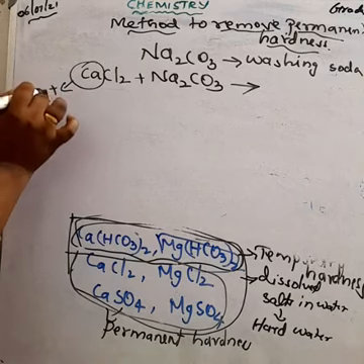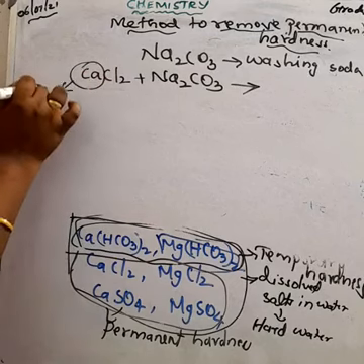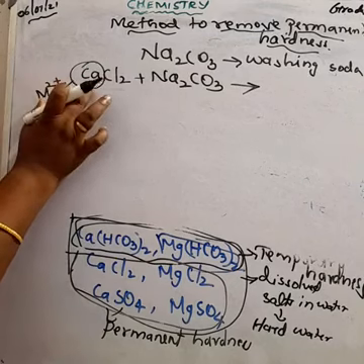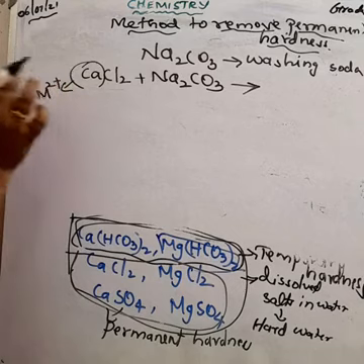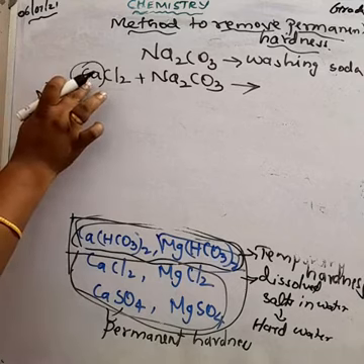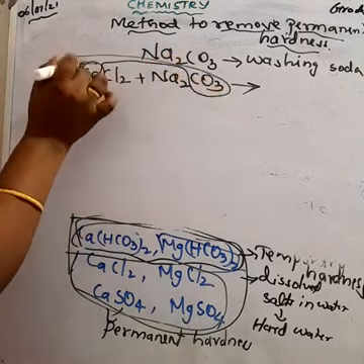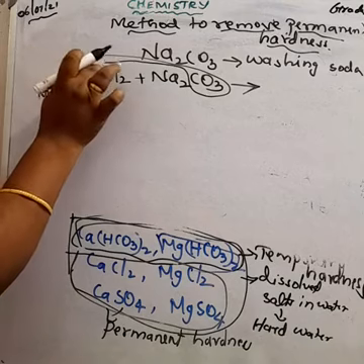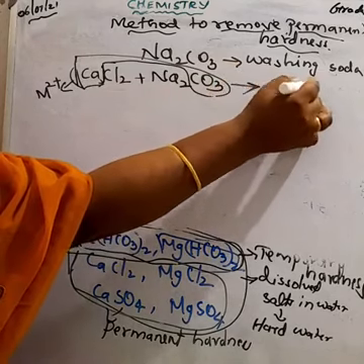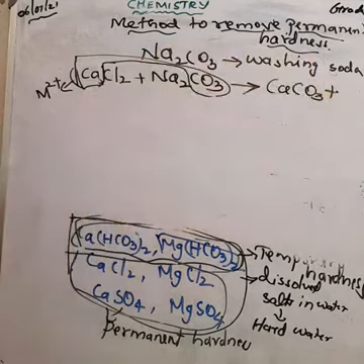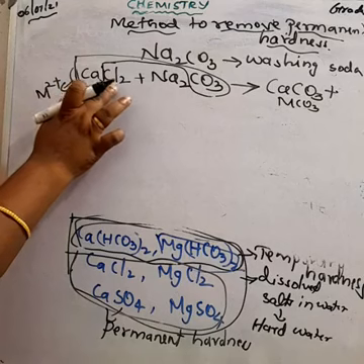Which is the metal here? Calcium is the metal, chloride is the non-metal. By using this method we can remove the metals from the hard water. When we add washing soda to the hard water, if the water contains calcium chloride, the calcium from the water combines with the carbonate to form calcium carbonate, a metal carbonate. And then the chlorine from the hard water combines with the sodium to form sodium chloride.